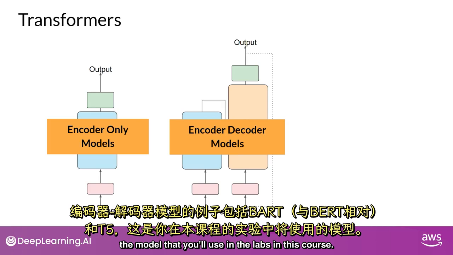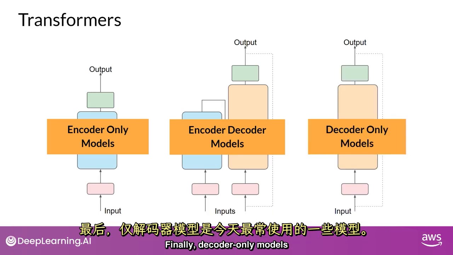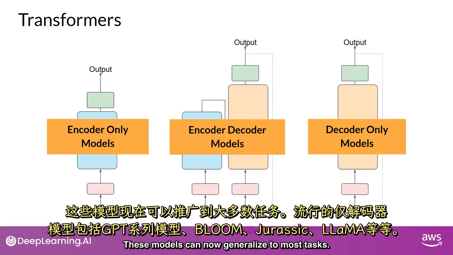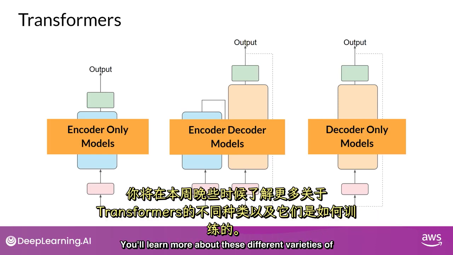Finally, decoder-only models are some of the most commonly used today, and again, as they have scaled, their capabilities have grown, and these models can now generalize to most tasks. Popular decoder-only models include the GPT family of models, Bloom, Jurassic, Llama, and many more. You'll learn more about these different varieties of transformers and how they are trained later this week.